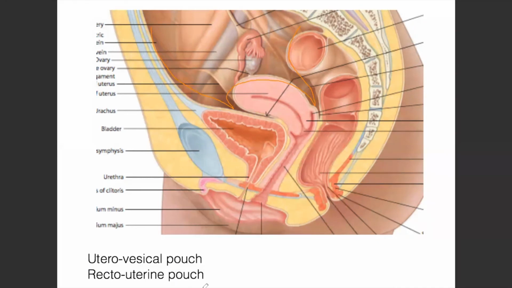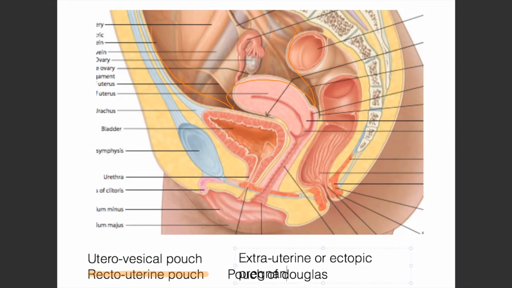The recto-uterine pouch is super important for two purposes. The first purpose is that it has another name: pouch of Douglas. And the second thing about it is that it is a very common area of extrauterine or ectopic pregnancy. Sometimes when the egg is trying to implant in the uterus, it accidentally goes outside and implants here in the pouch of Douglas, or the recto-uterine pouch.